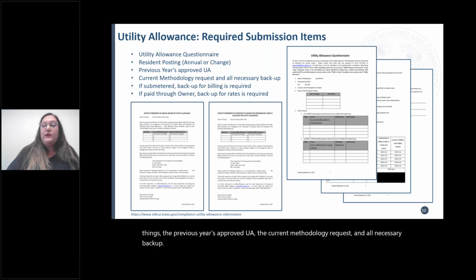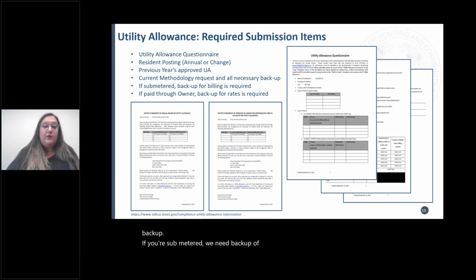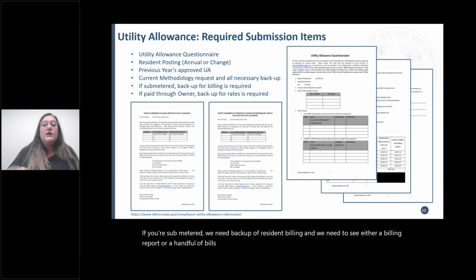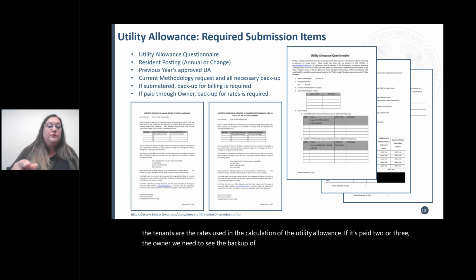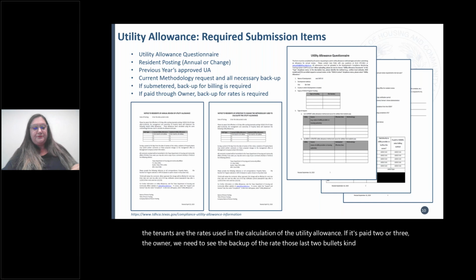If you're sub-metered, we need backup of resident billing, and we need to see either a billing report or a handful of bills for each unit size so that we can make sure that the rates used for the tenants are the rates used in the calculation of the utility allowance. If it's paid to or through the owner, we need to see the backup of the rates. Those last 2 bullets kind of tie together.